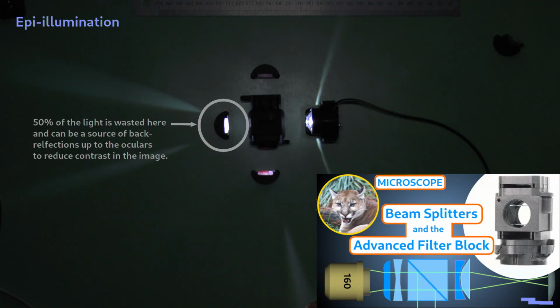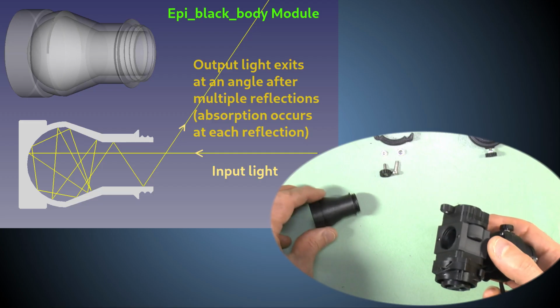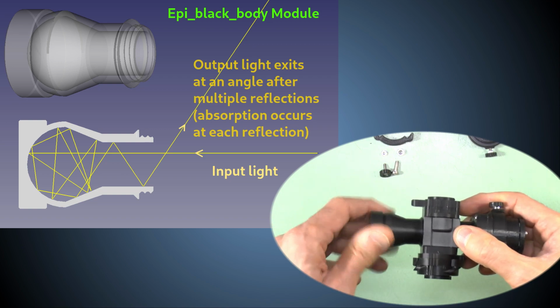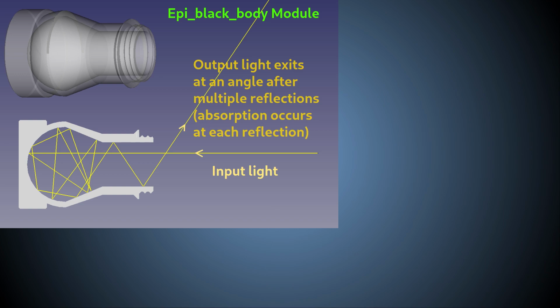Regardless of which connector is used, it was shown in the video on beam splitters that about 50% of the light from the epi-illumination port gets wasted at the 50-50 beam splitter, the wasted light passing through to the augmented reality projector port, and this large amount of wasted light can reflect back up to the ocular to contaminate the image and reduce contrast. Therefore, if you are not using the augmented reality projector, it is very important to use an epi-black body light sink on the augmented reality projector port when doing epi-illumination to minimize back reflections.